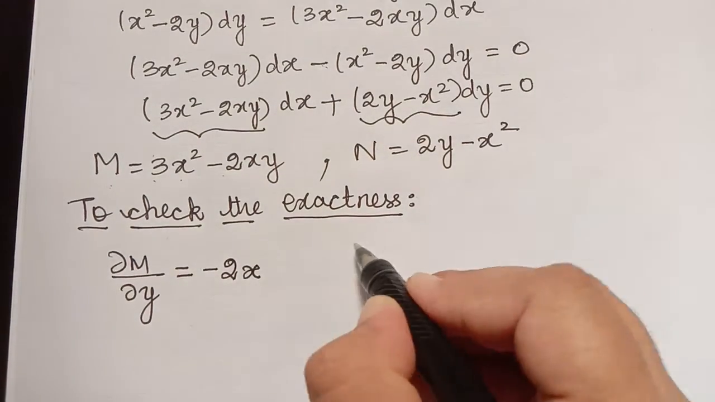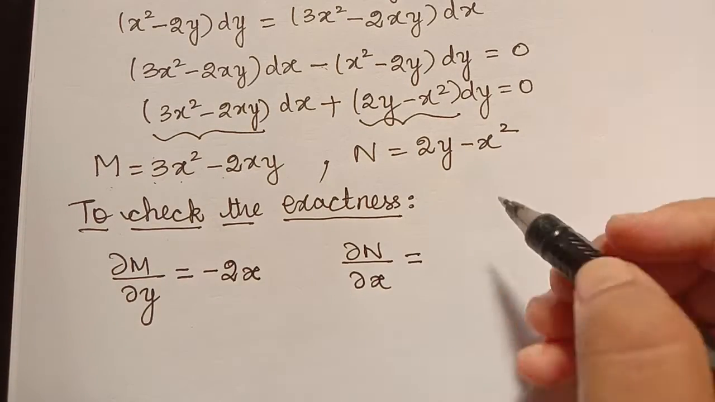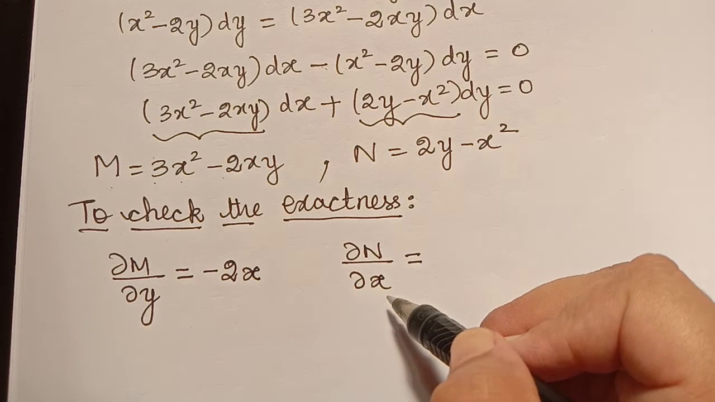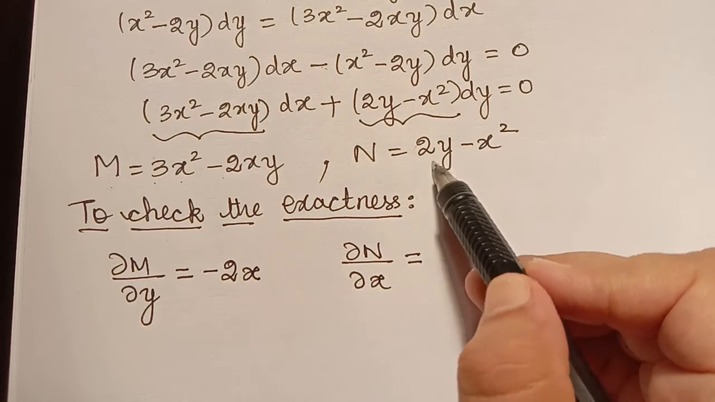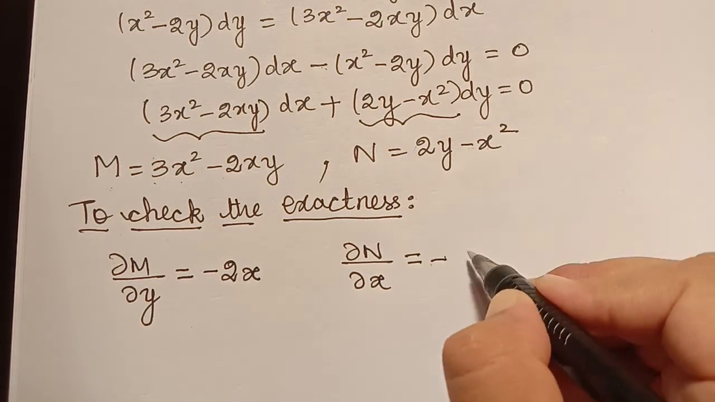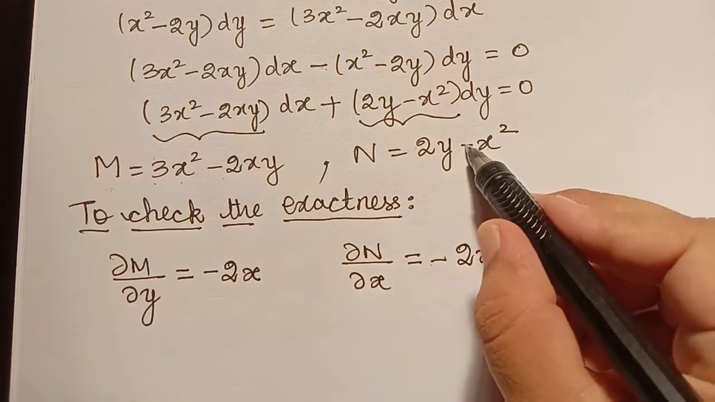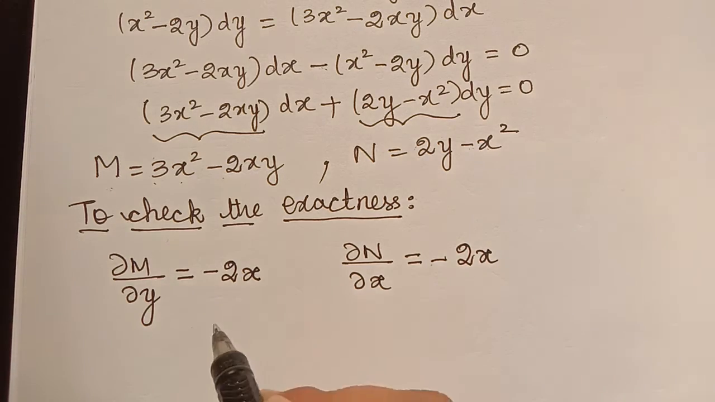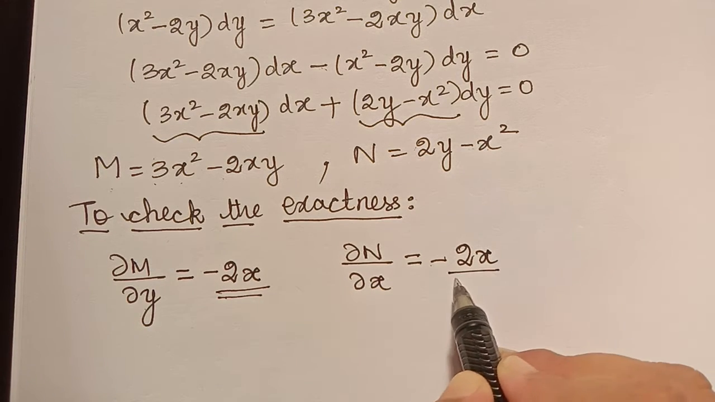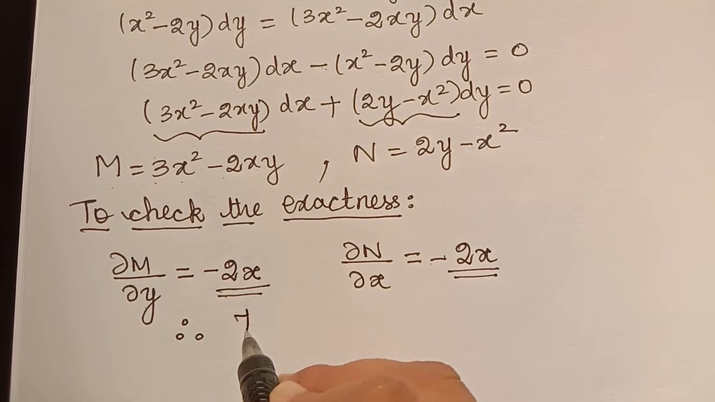Now here when we come, dou N by dou x we have to find. Now here y will be treated as constant because we are partially differentiating with respect to x. So this whole term will become 0 on differentiation. And here we will be having negative 2x, that is differentiating x squared, we get 2x. So we have a negative sign here, so minus 2x. So we observe that dou M by dou y is equal to dou N by dou x. Therefore the given equation is an exact equation.